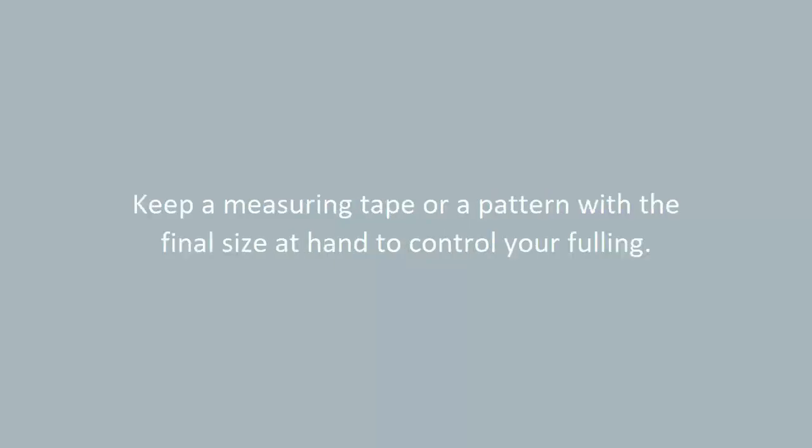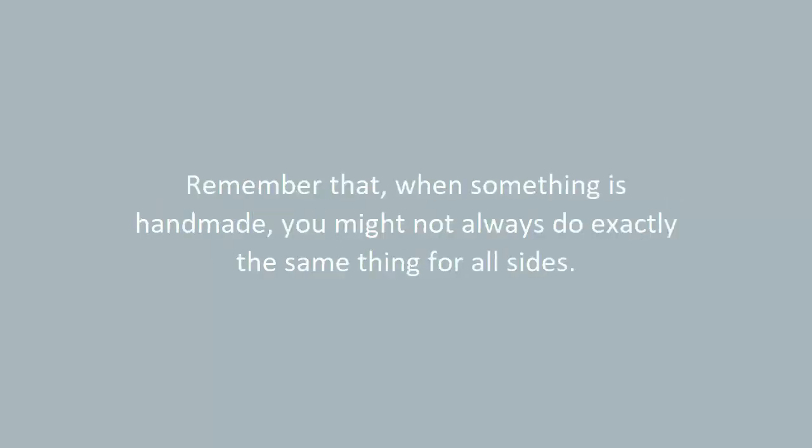Keep a measuring tape or a pattern with the final size at hand to control your fulling. Remember that when something is handmade, you might not always do exactly the same thing for all sides. We're not machines. For example, we can make a bit more pressure on the felt sometimes. But that can be easily corrected if you control the size of your felt during the fulling.